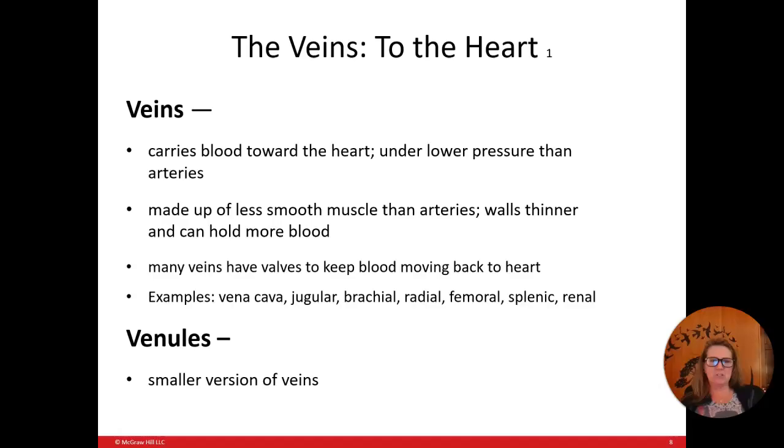So we know that veins are going to be constructed a bit differently. They're going to have less smooth muscle than the arteries. Their walls are going to be thinner and they can hold more blood. Now, arteries and arterioles don't generally have valves, but veins do have valves. Why? Because as we're trying to get that blood to go from our ankles to our calves and up to our thighs and so on, we have to make sure that the blood is continuing to go in the right direction. So think of it a bit like an escalator. You wouldn't want the escalator to just stop and suddenly some of the stairs are moving backwards.